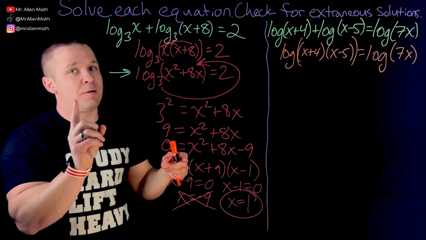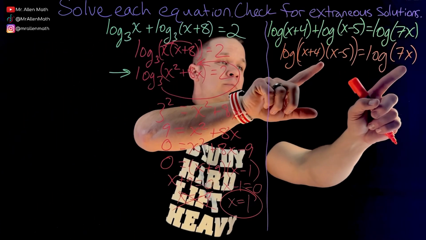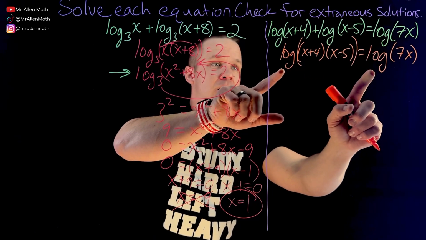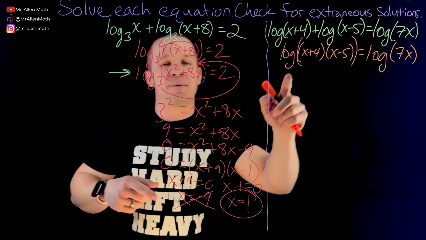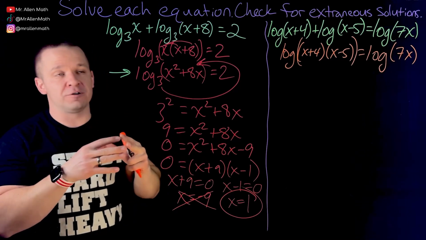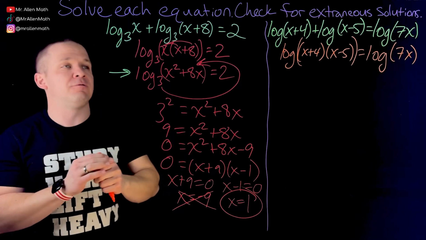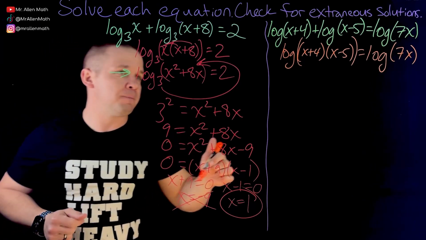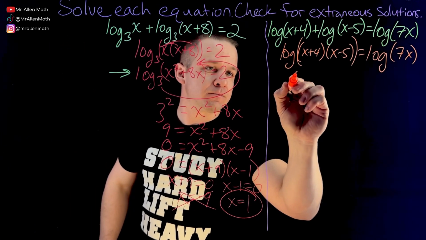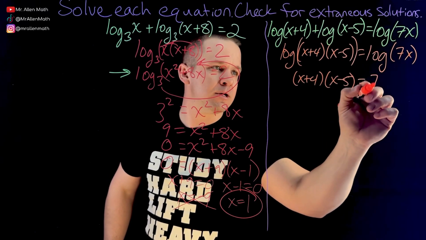One single log on both sides. The one-to-one property of logarithms states that my arguments must be equal to each other if it's log and log. I cannot do that here. You'd end up having addition between them, not multiplication. So you have to condense them into one log first. It's one log on each side, hence the name one-to-one property of logarithms. Did I say that enough? All right, cool. So now I'm going to have x plus 4 times x minus 5 equals 7x.